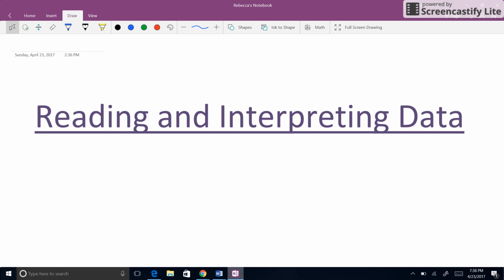In this activity, we will be reading and interpreting data and putting it into different types of charts. We will use things like frequency tables and bar graphs to make it easier to interpret the data that we gather.